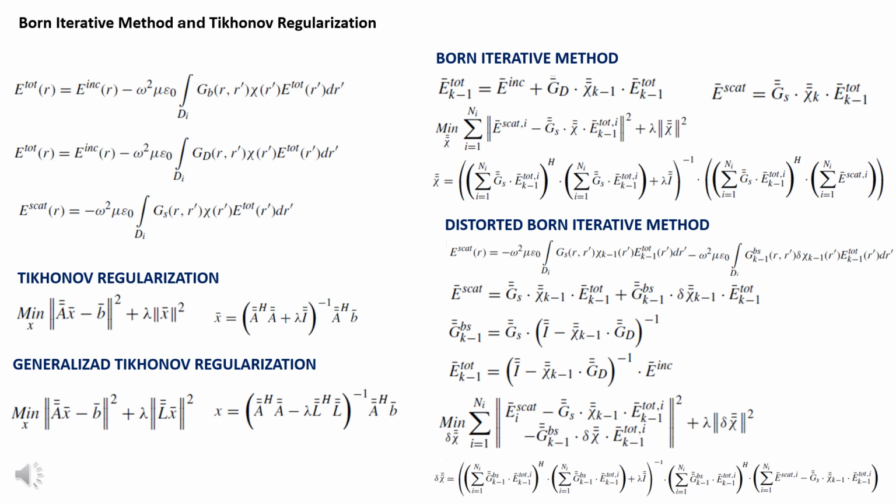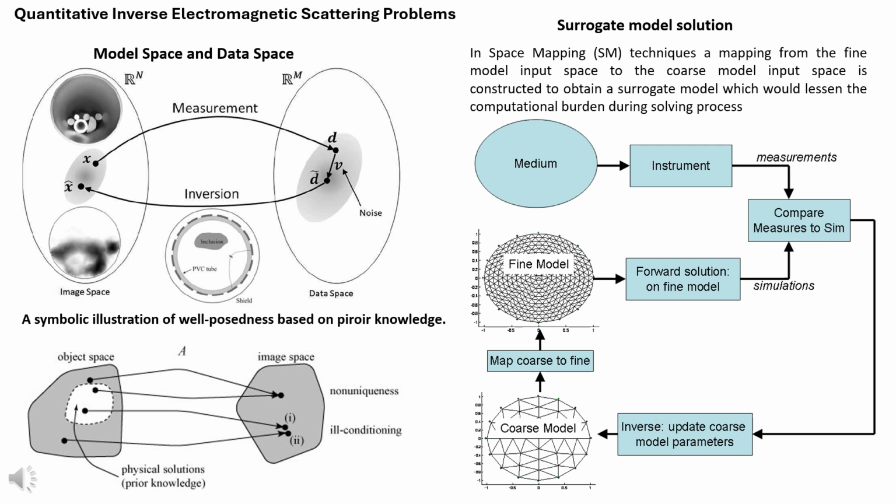Both methods iteratively refine the contrast function to improve the reconstruction of the object's internal properties, providing more accurate imaging results over time. In this slide, we explore the process of solving the inverse scattering problem in microwave brain imaging through forward and inverse modeling techniques. These methods are crucial for translating electromagnetic data into accurate reconstructions of brain tissue properties.